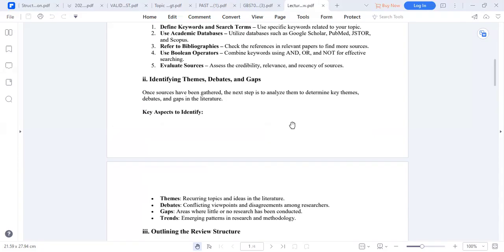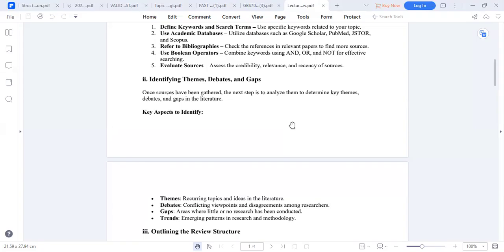The themes are simply recurring topics or ideas in the literature review. For the debates, you need to look at the viewpoints, where they are agreeing, where they're disagreeing. Okay, those are very important. You also look at the gaps. By gaps, we're looking at where little or no research has been conducted and what you're going to do about it. So literature review is basically about filling what? Filling up gaps. So you need to look at that.